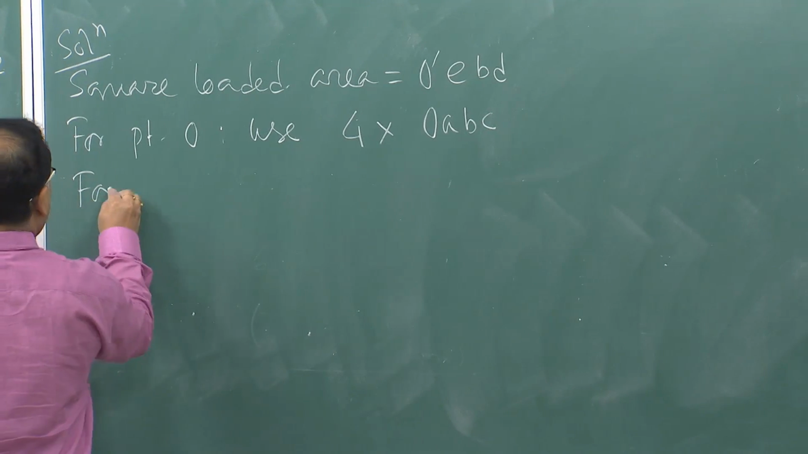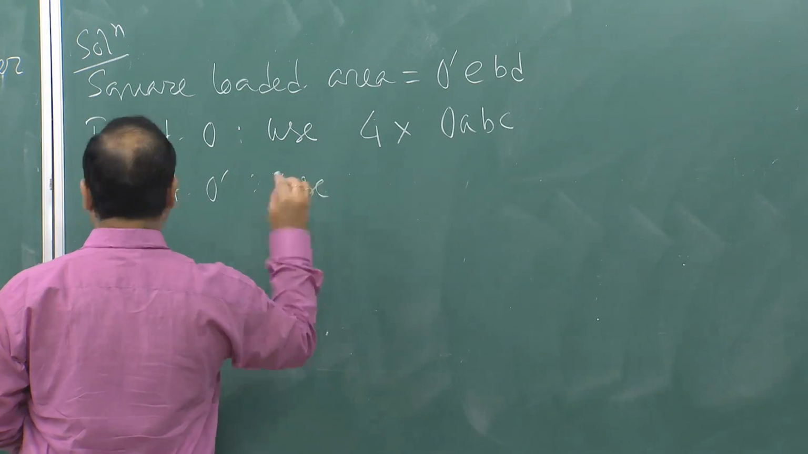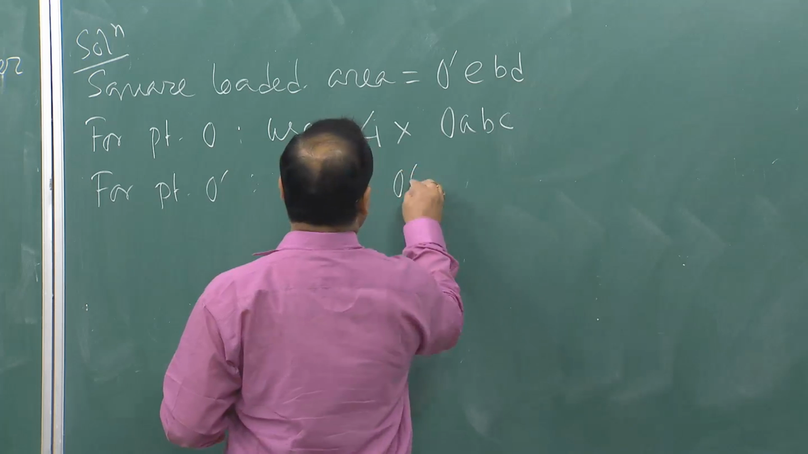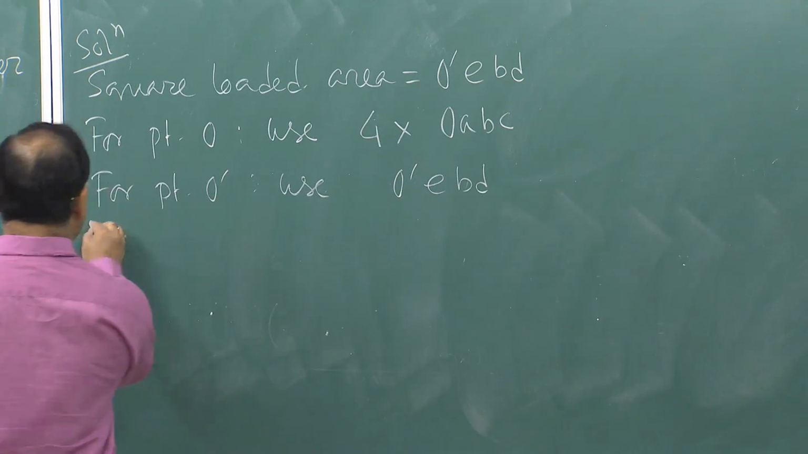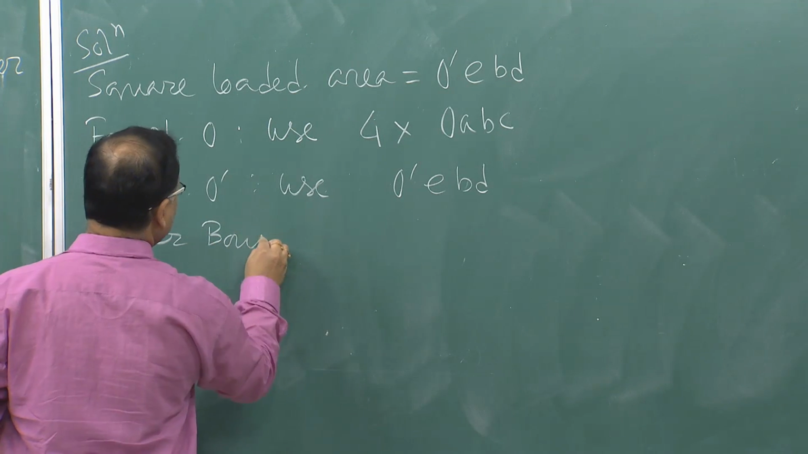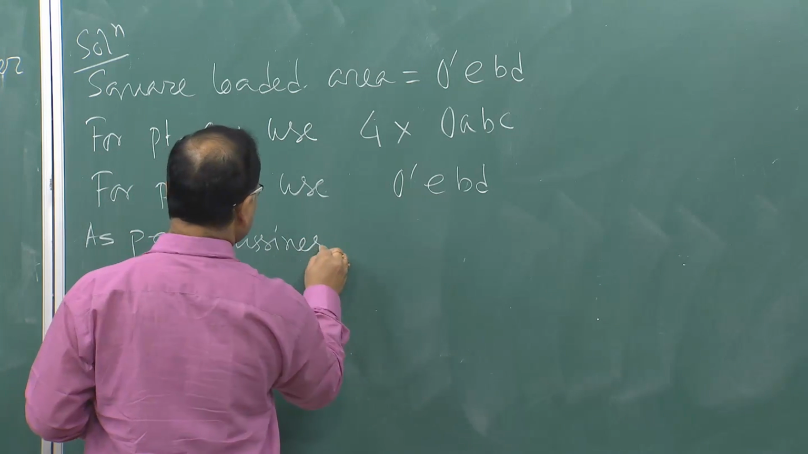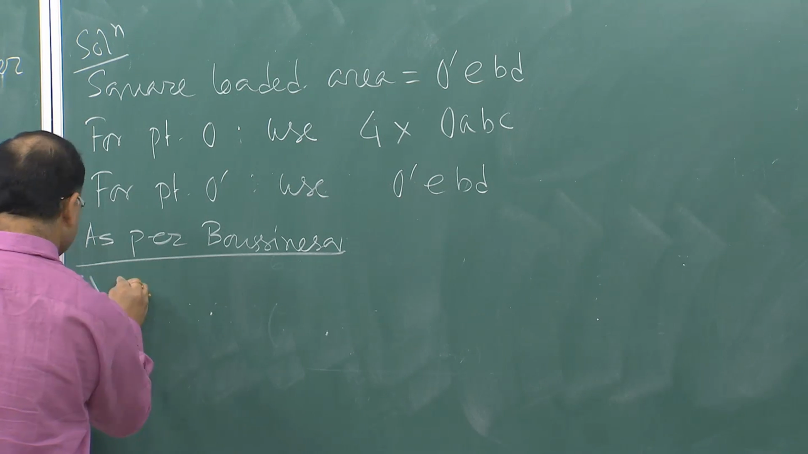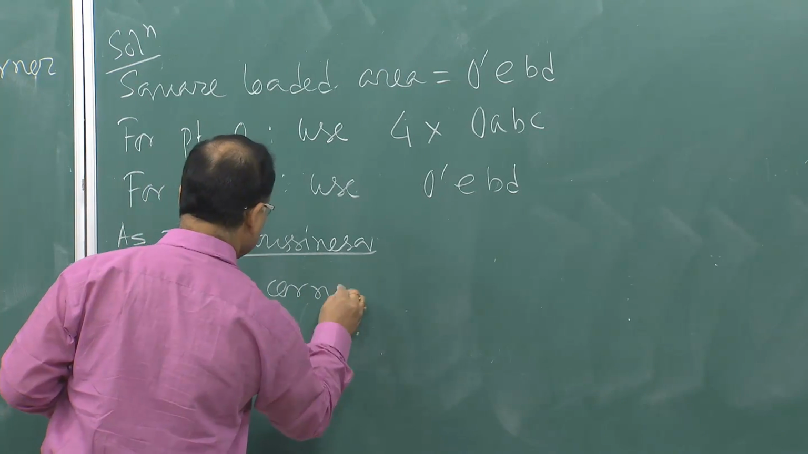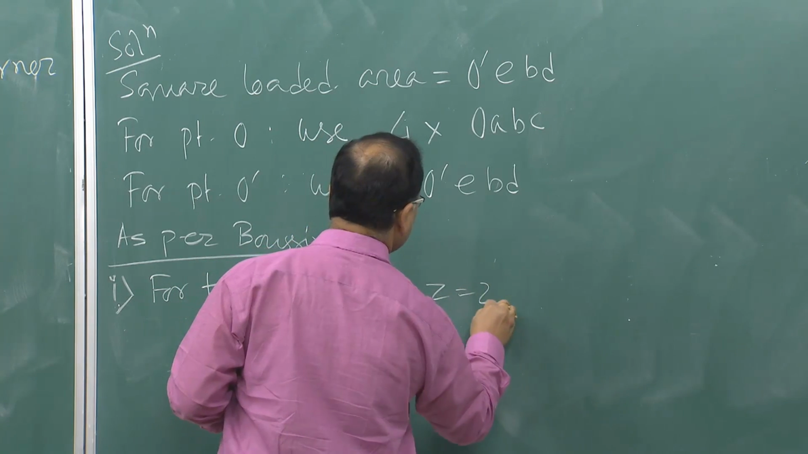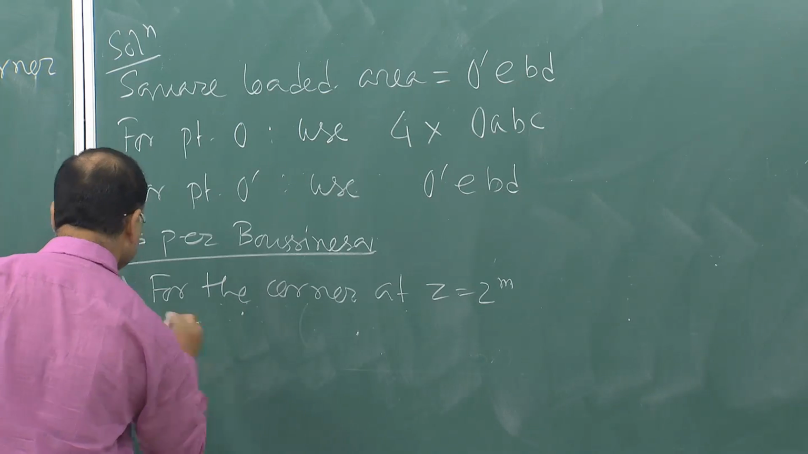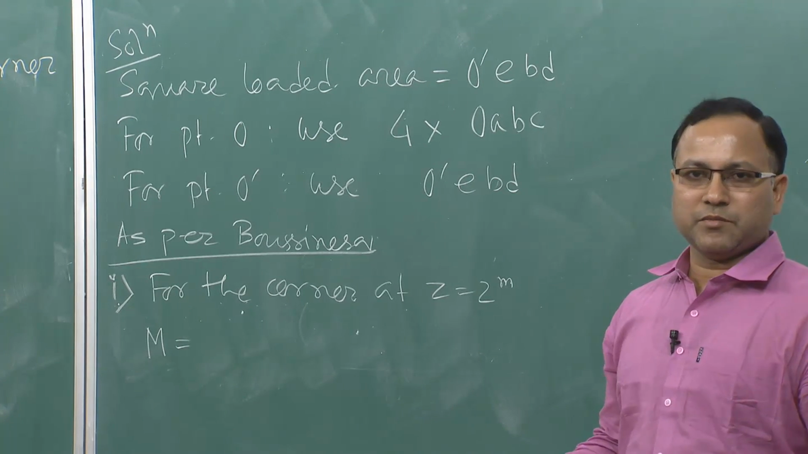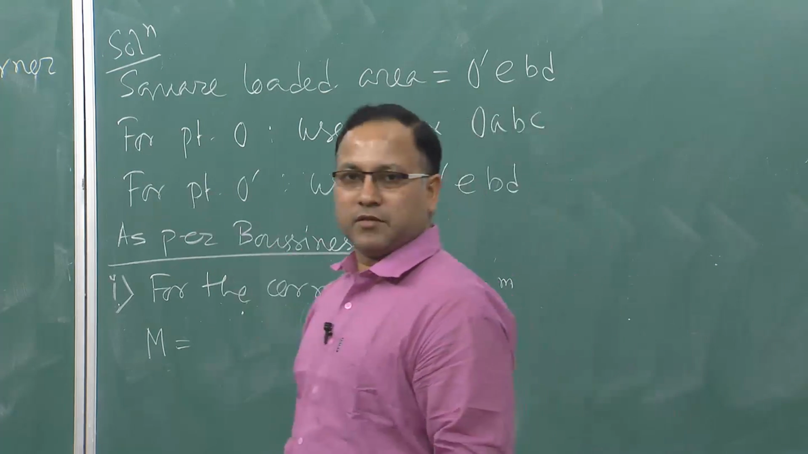Similarly, for point O prime, O prime is not a problem, O prime is the corner point of the actual area. So, for point O prime, use O prime E B D. Okay. So, as per Boussinesq, first one is for the corner at z equal to 2 meter. What is the magnitude of m? m is b by z. So, what is the value of b? Both b and l are the same in this problem, right, b equal to 2 meter and l equal to 2 meter, because this is a square area.